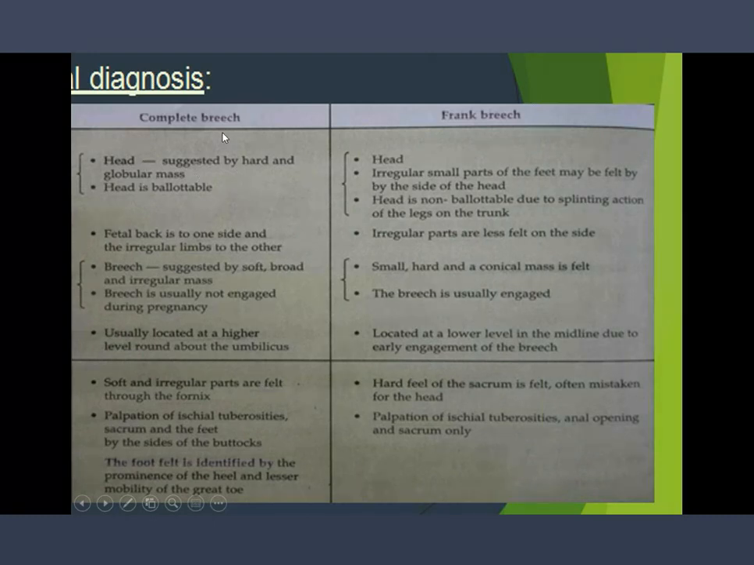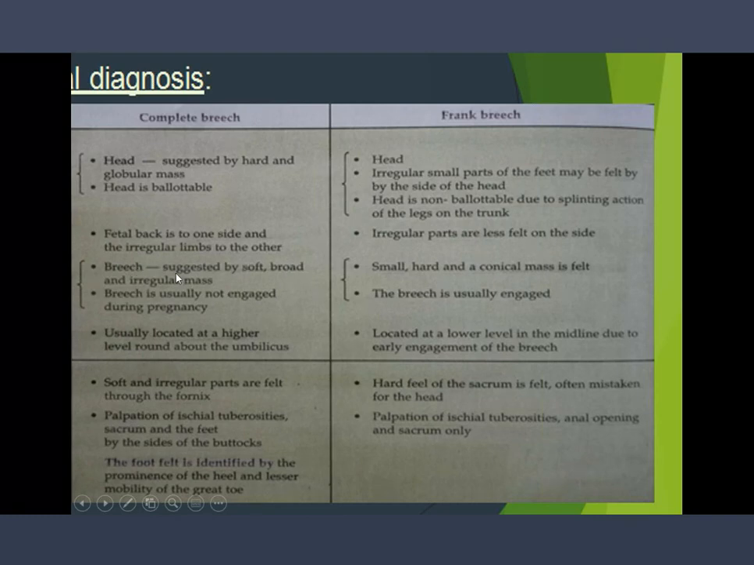On abdominal examination, the head is a hard and globular mass on fundal grip and it is ballotable in complete breech. Whereas in frank breech, we can see the hard globular mass on fundal grip, as well as irregular small parts that may be felt by the side of the head. So the head is non-ballotable. Even though the head is palpable on fundal grip, it is not ballotable because of the splinting action of the legs on the trunk.